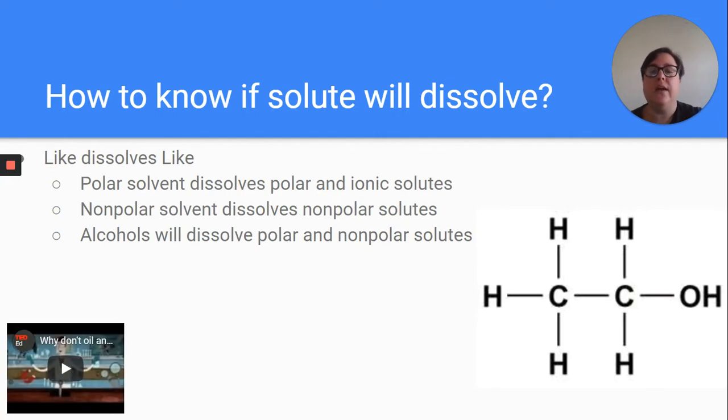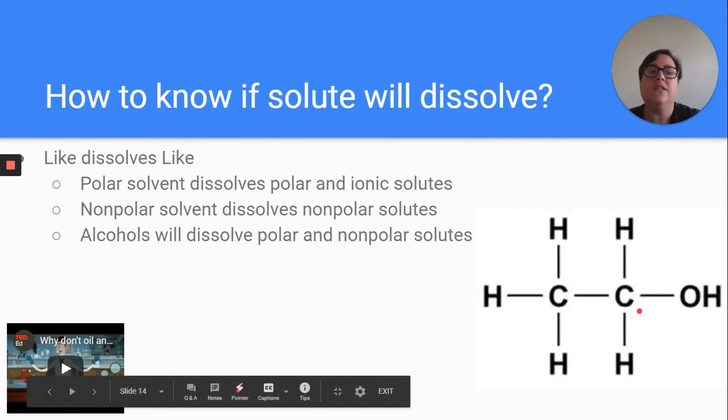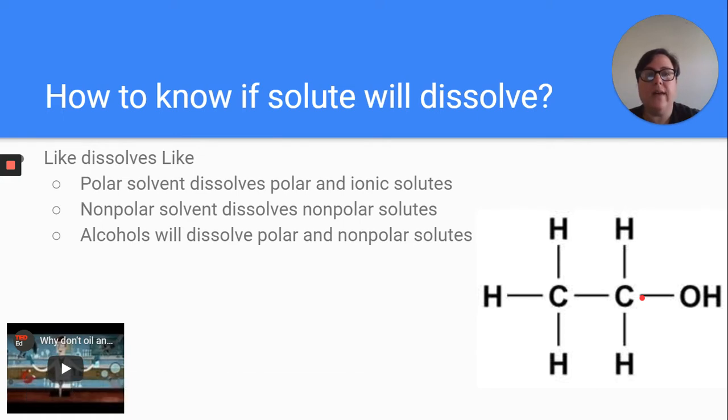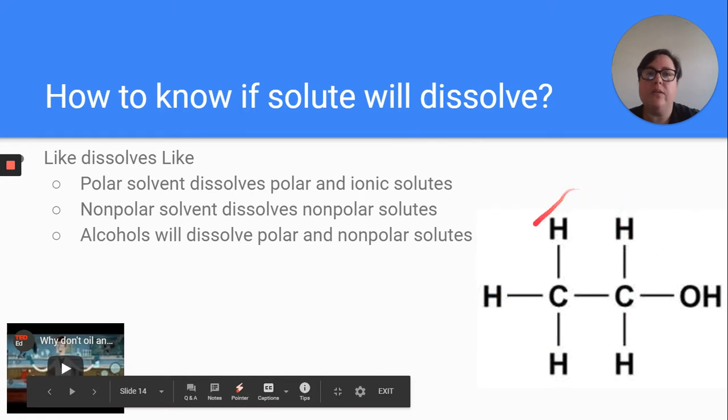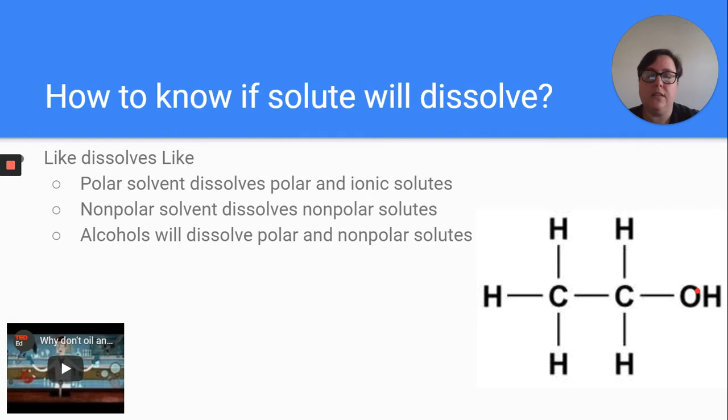Alcohols are special because they have a hydroxide group, or a hydroxyl group, on the end. So here we have ethanol. Remember, if it ends in OL, it's an alcohol. So ethanol, or ethyl alcohol. Here we have a nonpolar side to the molecule, and here we have a polar side to the molecule. So that's why alcohols can dissolve both polar and nonpolar substances, because they have a nonpolar and a polar end to them. Now, alcohols do not dissolve ionic compounds. They can only dissolve polar and nonpolar.